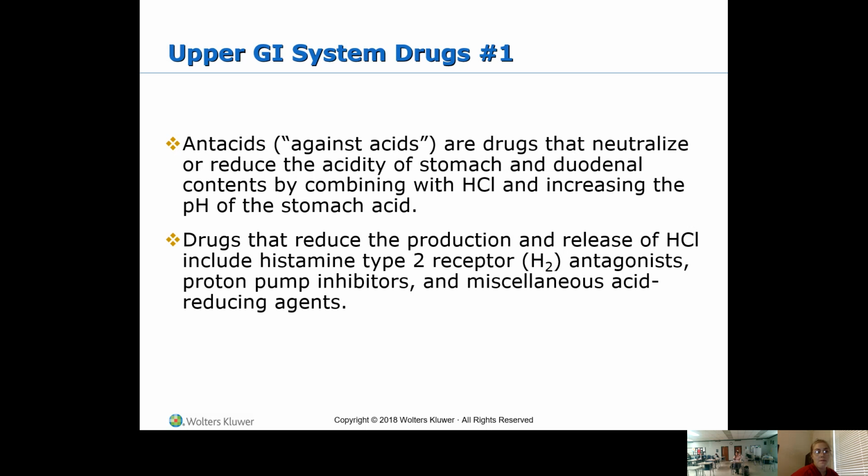So basically, the H2 receptor says we need to make more acid. So if we're giving an antagonist, we're saying you need to stop making that acid. Does that make sense? But if you don't know what that H2 thing does, then it doesn't make a lot of sense.